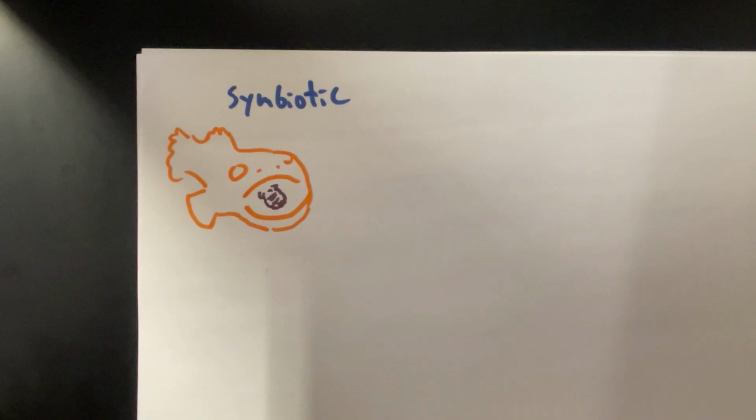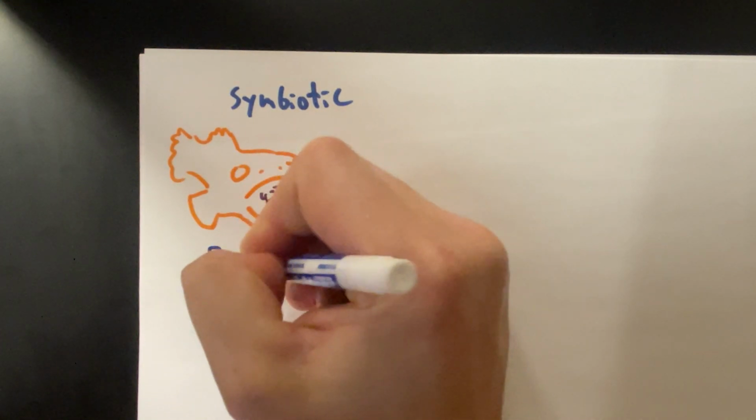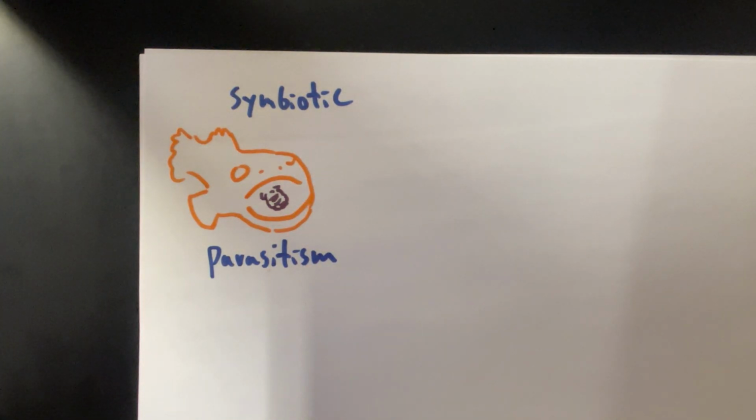All right, this is called parasitism. You can think of other examples, like in humans, we get tapeworms and things like that. Even leeches. You've all been to the lake and gotten a leech on you. That's a parasite.